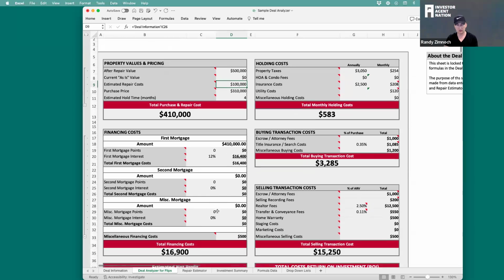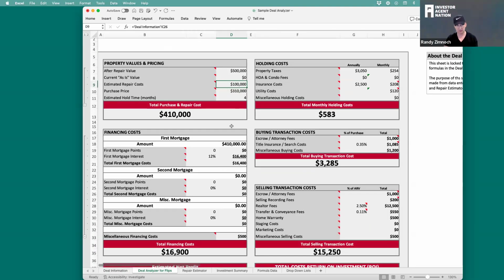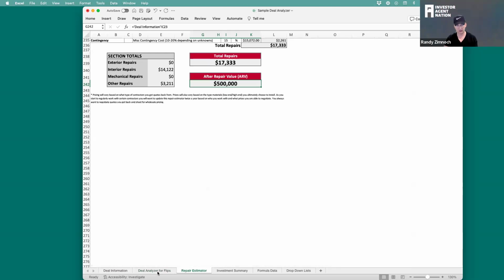What I do, I overwrite it, right? Because when you're just analyzing deals and I'm already given these numbers, what the repair cost is, I'm not going through the repair estimator. I just overwrite this personally, and that's it, right? That's what I did here. But I just want to let you know what's in here, right? And how it calculates it.